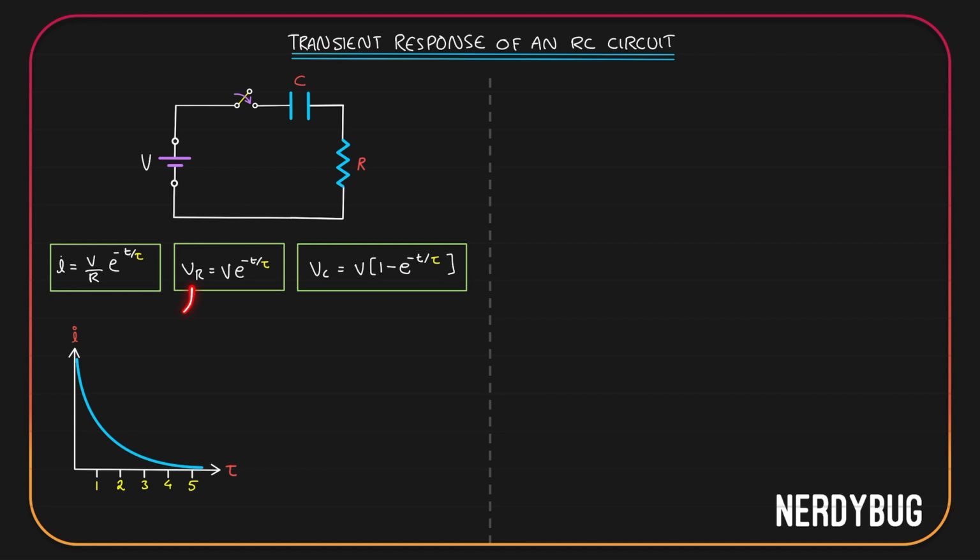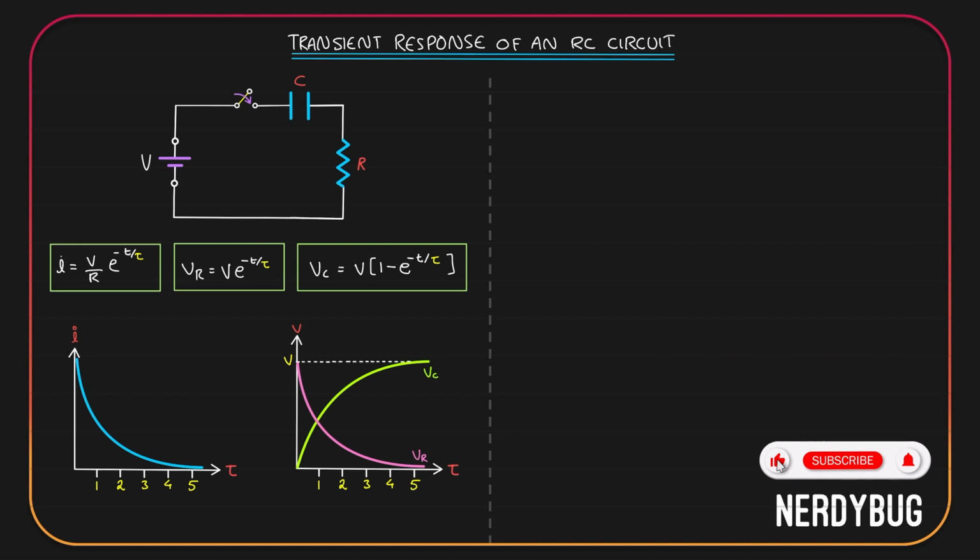Let us also plot the potential across the resistor and the potential across the capacitor against the time constant. Initially, when the switch is just closed, across the capacitor we have 0 potential. We have seen the behavior of a capacitor in the previous video. As time passes, the potential across the capacitor increases. After about 5 time constants, it is completely charged. All of the applied potential is now seen across the capacitor.